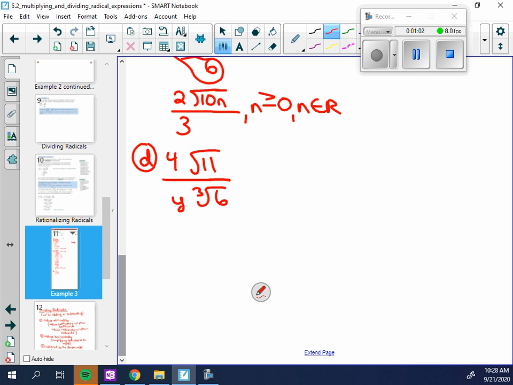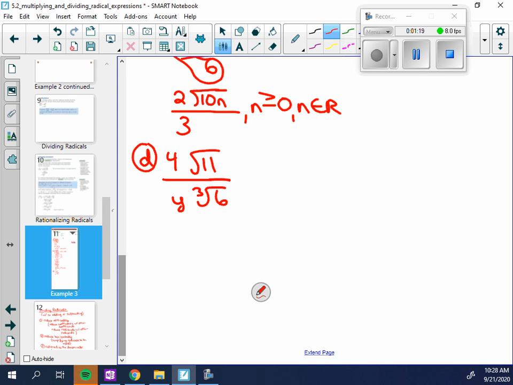Horizontally, can we simplify our 11? Is there a perfect square that fits in there? No. Can we simplify our 6? Is there a perfect cube that fits into there? No. So this one, step 1 and step 2, we can't do. So step 3 we want to do. We want to rationalize the denominator.